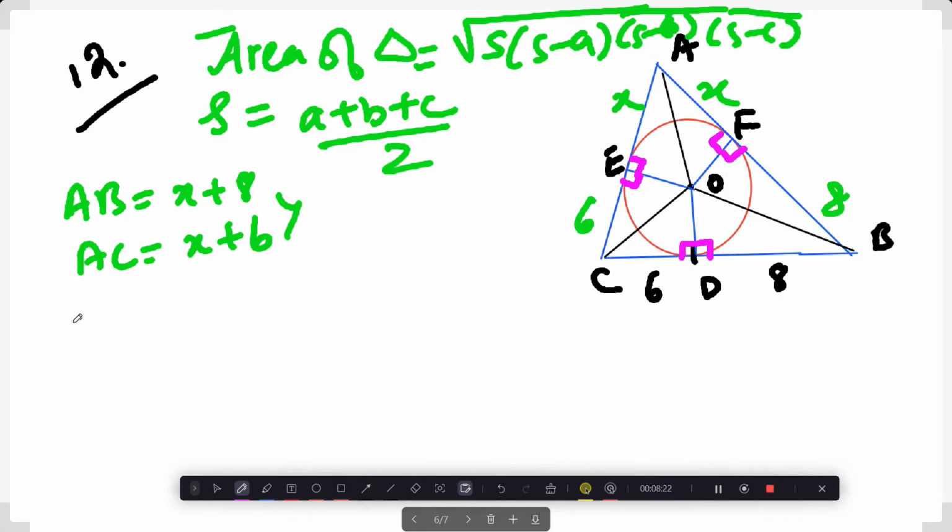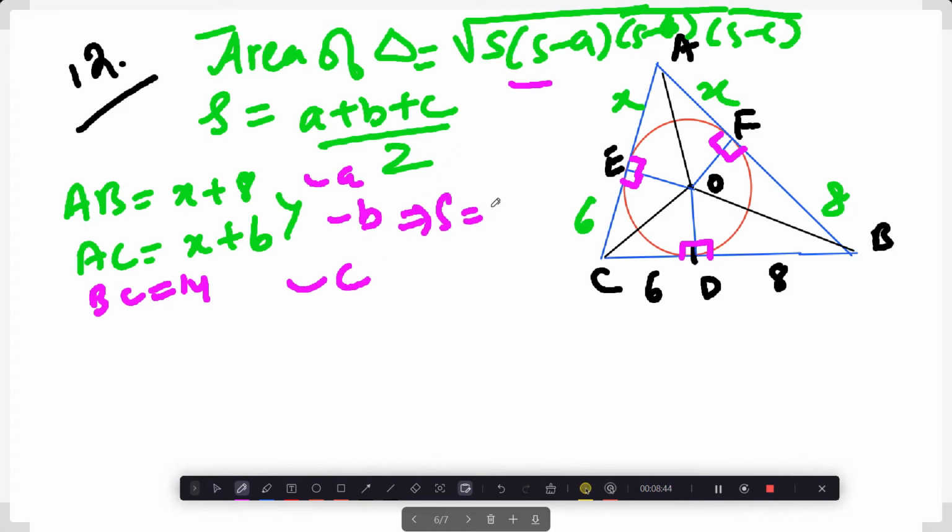Okay, so first, let me just tell you the thought process that is behind my mind. One is that we find the area of the triangle by just using this formula. We know all the three sides, right? BC is 14, 8 plus 6. We know all the three sides. So this is A, this is B, this is C. So we can find out S and we can find out the area of the triangle in terms of X. Similarly, we can find out the area of these three triangles.